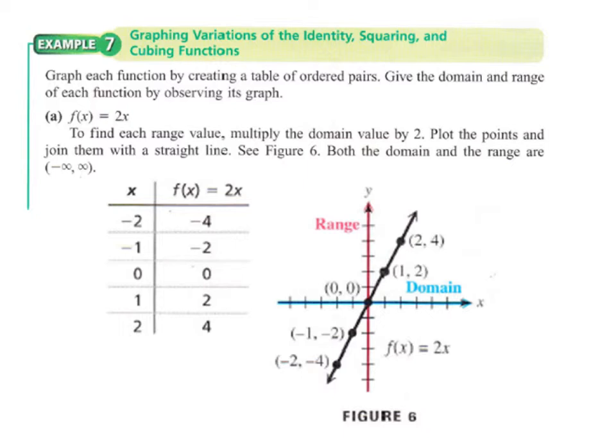Next we'll take a look at some different graphing processes. So we'll take a look at a linear function, a quadratic function, and a cubic function.